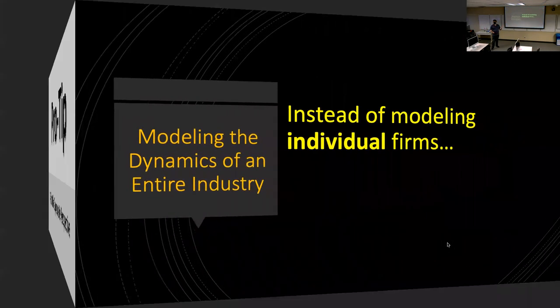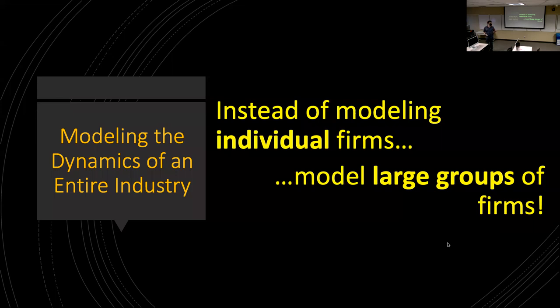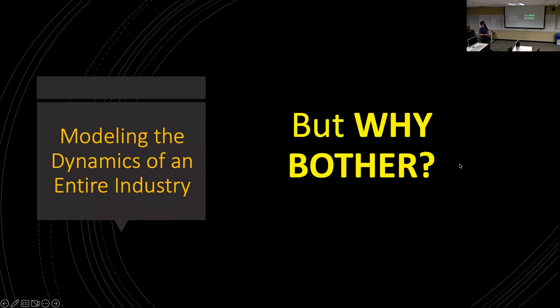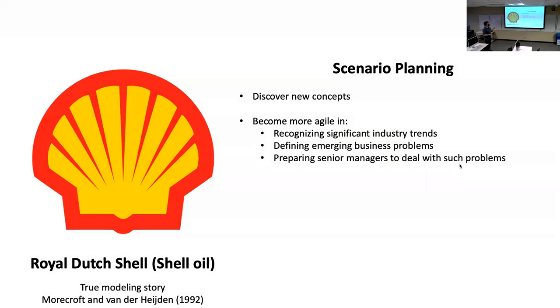So that's what they did in here. The perspective they took was, instead of modeling individual firms, you model large groups of firms. But why would you bother to go through this modeling process to begin with? This is actually motivated by a real case that Morecroft worked on with Royal Dutch Shell at that time, Shell Oil. The Shell team wanted to develop modeling tools to help them discover new concepts and generally become more agile in recognizing things that could happen in the future.